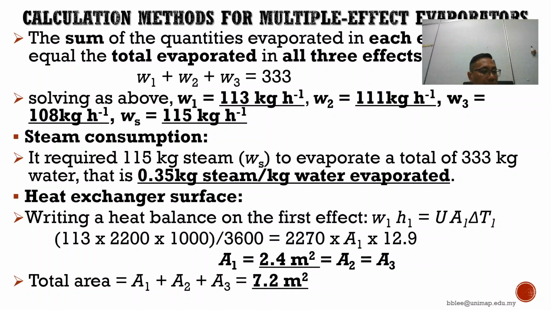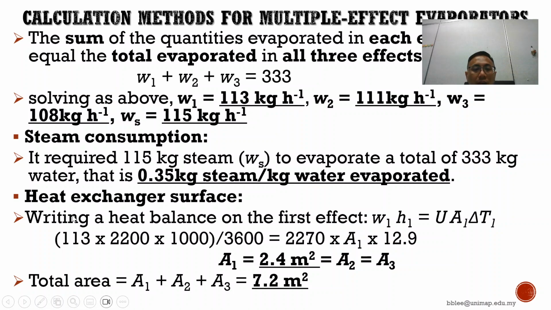If required, yes, correct. So this amount is evaporated, this is the amount condensed. Now, if 115 kg of steam is required to evaporate a total of 333 kg of water, then it is 0.5 kg of steam per kg of water evaporated. Correct or not? Correct. So it will be 115 over 333.